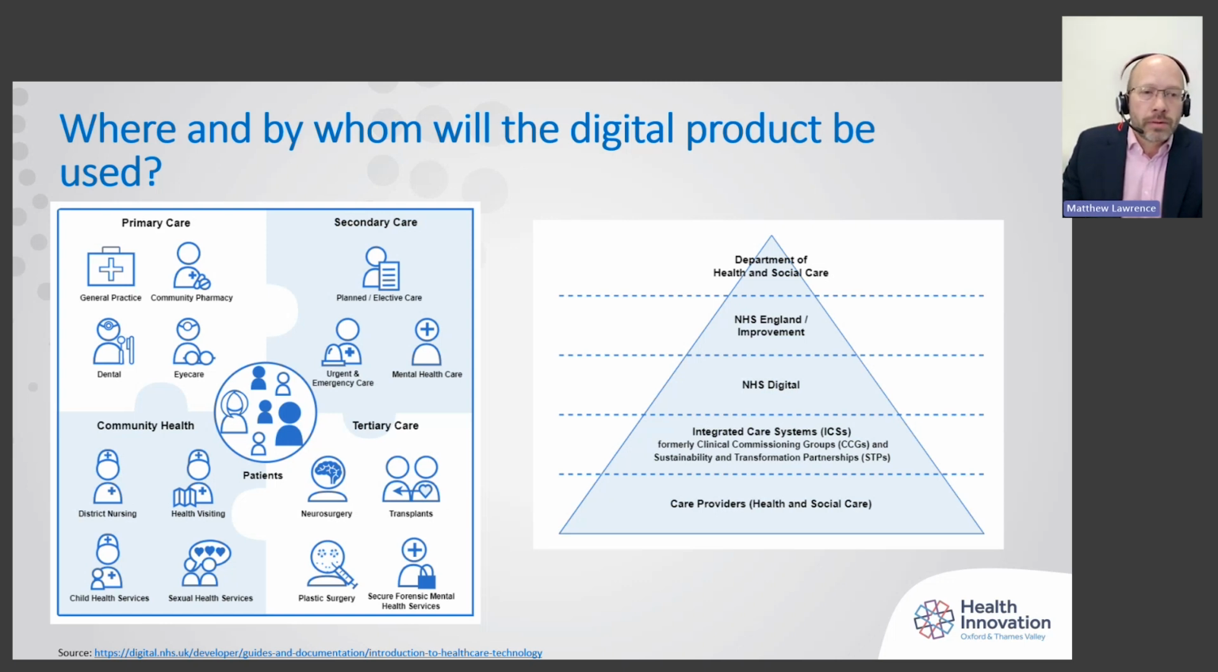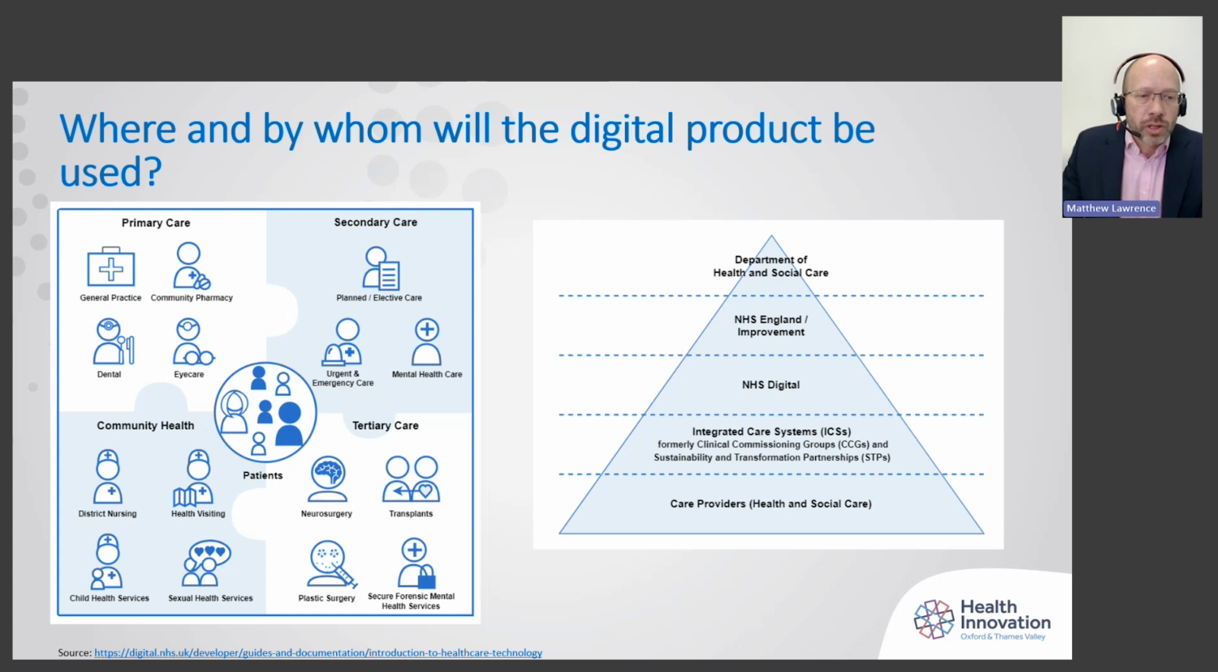And then you can move up a level to more specific care. You've got secondary care, planned elective care, urgent emergency care, mental health care. These are what we generally think of as hospitals, district general hospitals, larger hospitals, others like that. They don't have to be hospitals in every instance.